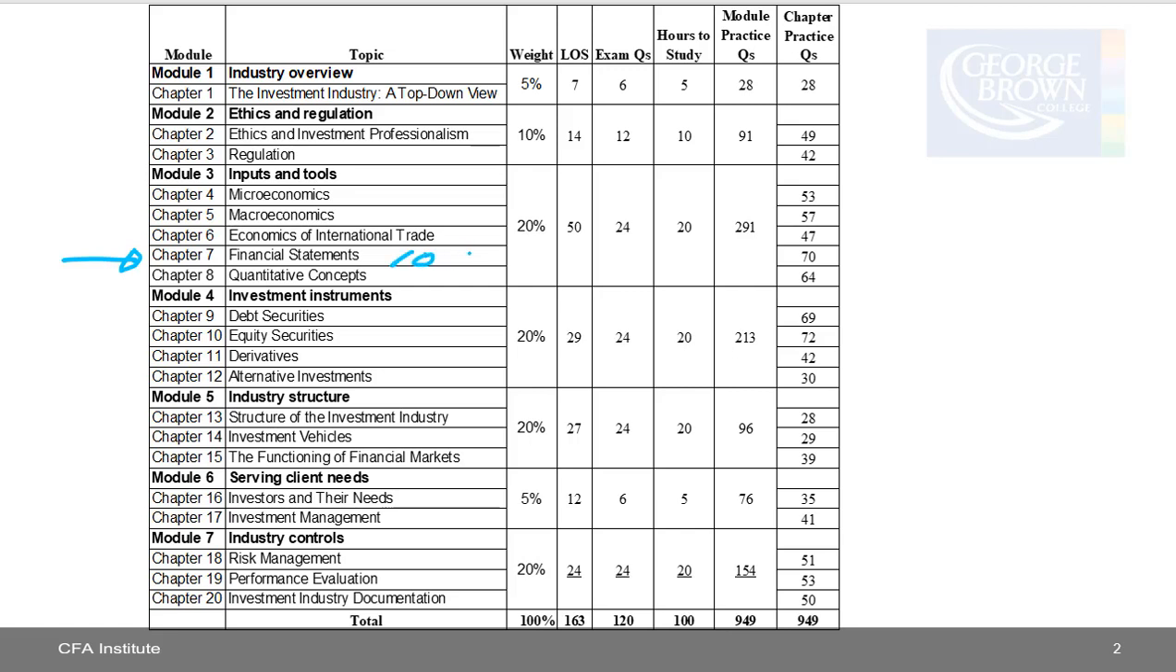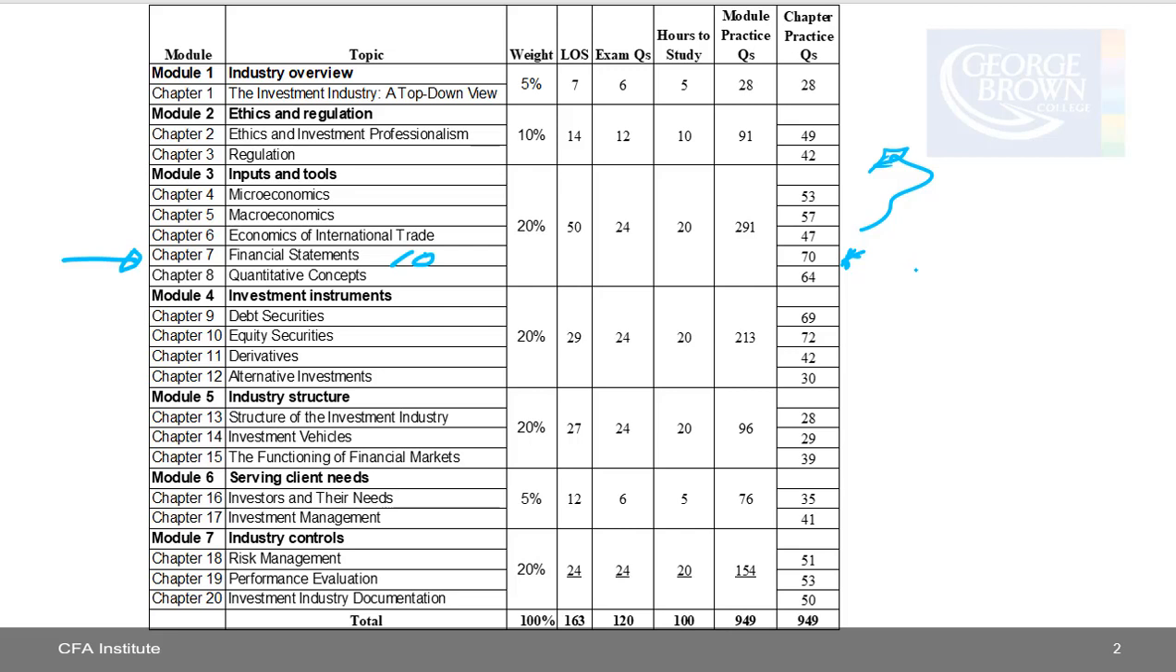And there are 10 learning outcome statements. And you can see in the learning ecosystem there are 70 questions, which is a little bit more than we've seen previously. But don't worry, I would say in general, on average, those questions are not all that difficult.